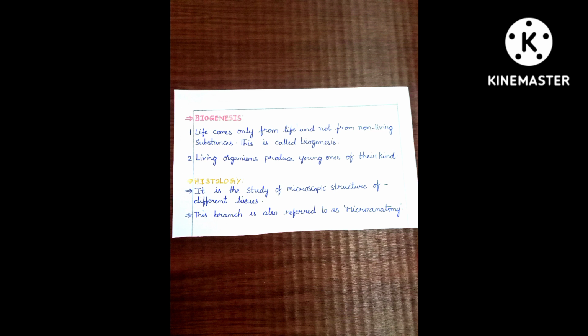Next is histology. The study of microscopic structure of different tissues is called histology. Microscopic means too small to be visible except with a microscope. With the help of a microscope, we can see different types of tissues. The study of the microscopic structure of different tissues is called histology. It is also called microanatomy.